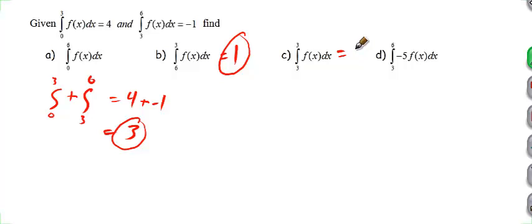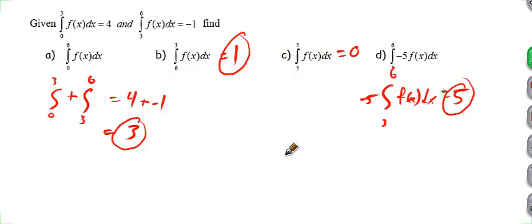Alright, 3 to 3, I'm hoping everyone's got this. It's 0. And then the last one here, take out your negative 5, 3 to 6, f of x dx. Well, this integral is negative 1 times negative 5, or 5. So those are our main rules for using definite integrals. Again, the difference between a definite integral and an indefinite integral: a definite integral has bounds.